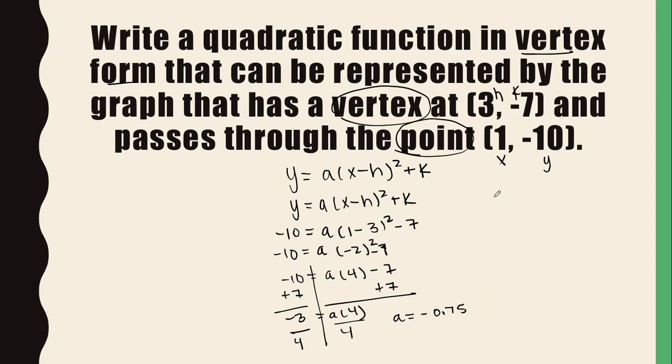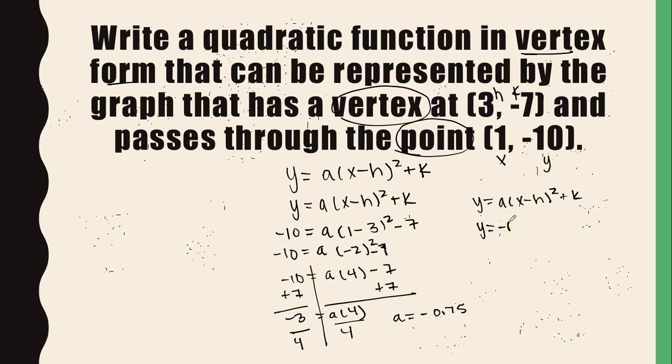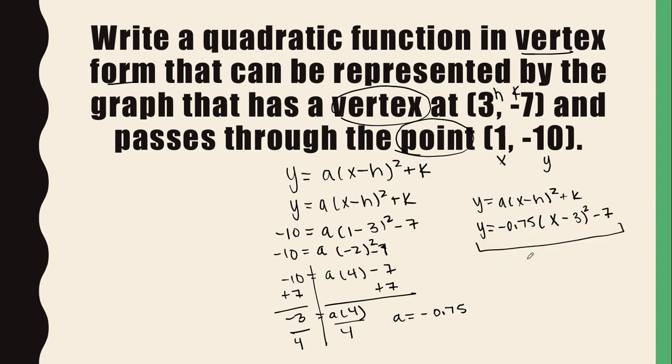Now that I have my a, I have my h and k, I can now write down my equation. And remember, guys, when I write my equation, I no longer fill in the x and y. That was purely to find the letter that I needed. So it'd be y equals -0.75 times (x minus 3). Again, I'm just following my equation. It's a positive h value, so I plug it in. It says x minus 3 squared, and then the k value is negative 7, so minus 7. And here's my equation in vertex form.